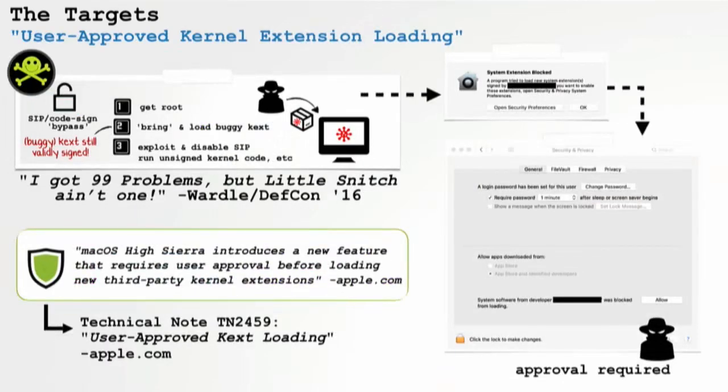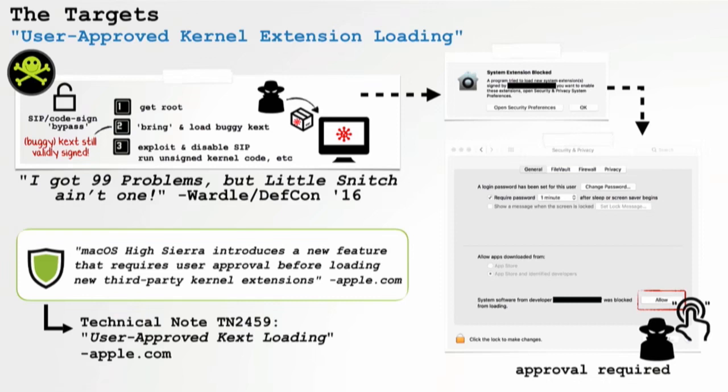A newer target for synthetic events is the interface for approving the loading of kernel extensions. So in High Sierra, Apple introduced something called user-approved kernel extension loading, which basically says a user has to manually approve the loading of a kernel extension. On recent versions of macOS, kernel extensions have to be signed. But one attack vector is that an attacker or malware could bring a legitimate third-party kernel extension that is signed but has a vulnerability in it, and then load and exploit that.